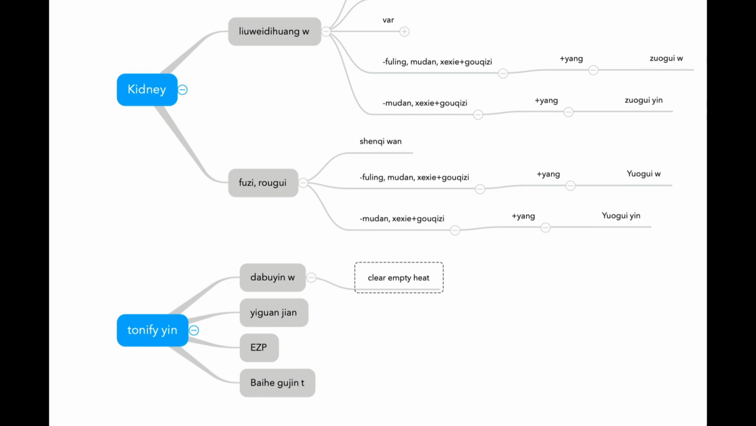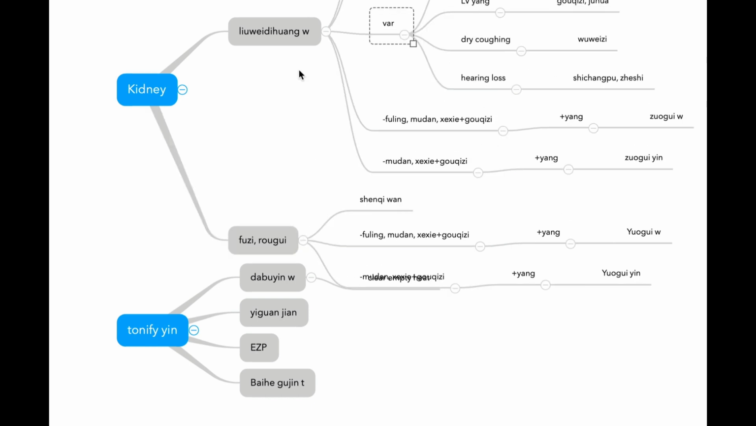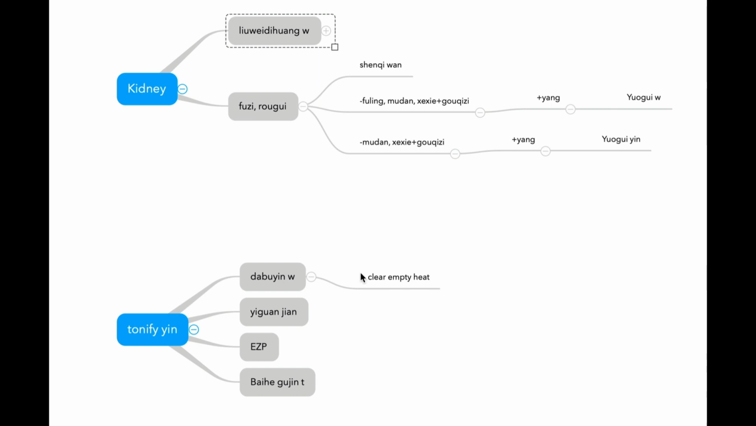So Shudihuang or Shengdihuang, and Guiban, and Zhimu, Huangbai. This is very similar to Zhibai Dihuang Wan. Very similar, Zhibai Dihuang Wan. So it treats the empty heat. And Yiguanjian treats qi stagnation with a tonifying property.